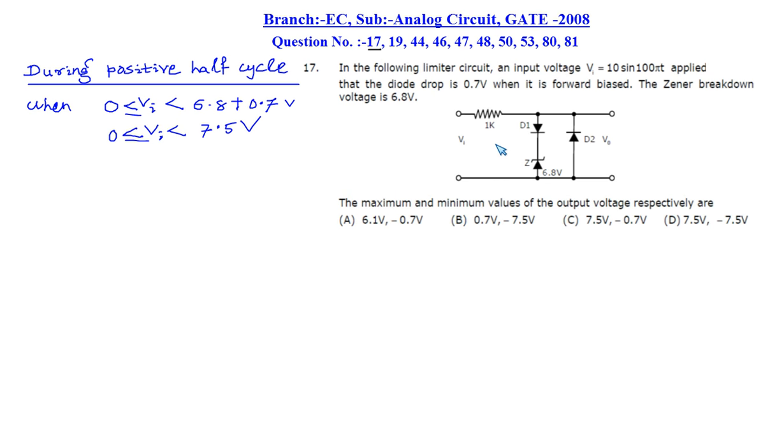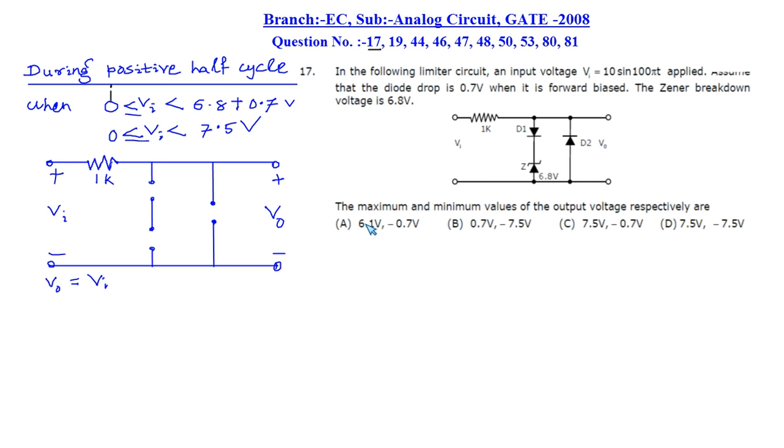So when the input voltage is varied from 0 to 7.5 volt, what will happen? During that period, the voltage is not sufficient for the Zener diode to enter the breakdown region, so it will act as an open circuit, and the other diode is already in reverse bias, so it is also an open circuit. If we draw the circuit during this span, both the parallel branches act as open circuits and the output voltage will follow the input voltage.